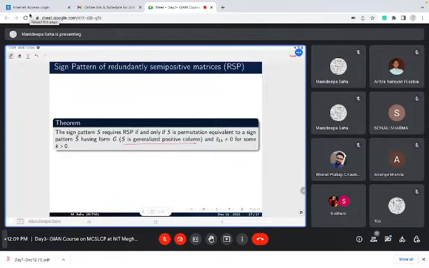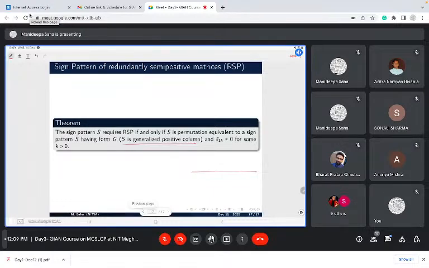K. Fine. So that means on the first row I can find one element which is non-zero. Okay, so this characterizes all the sign patterns that require redundant semi-positivity. So that means all possible cases have been covered.